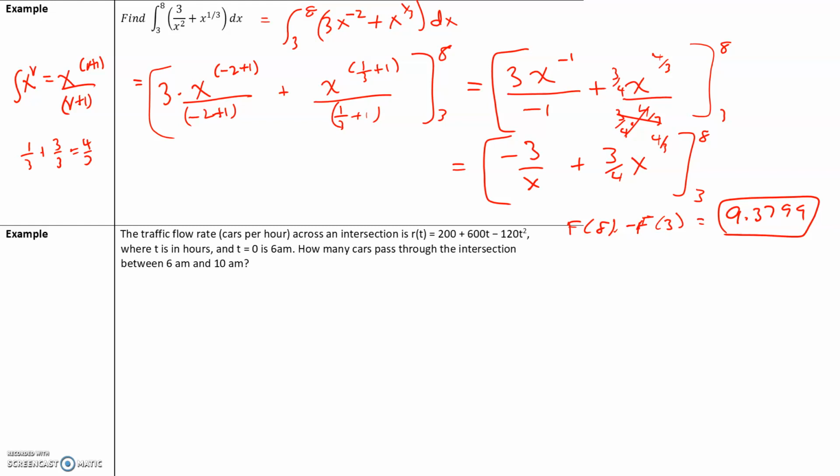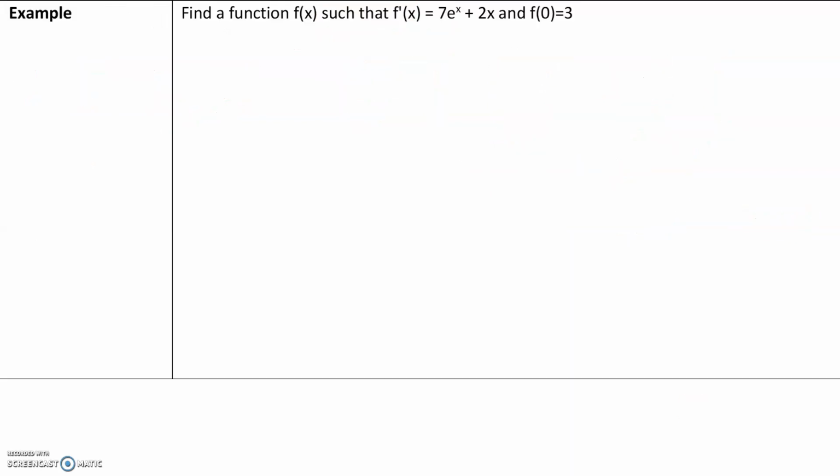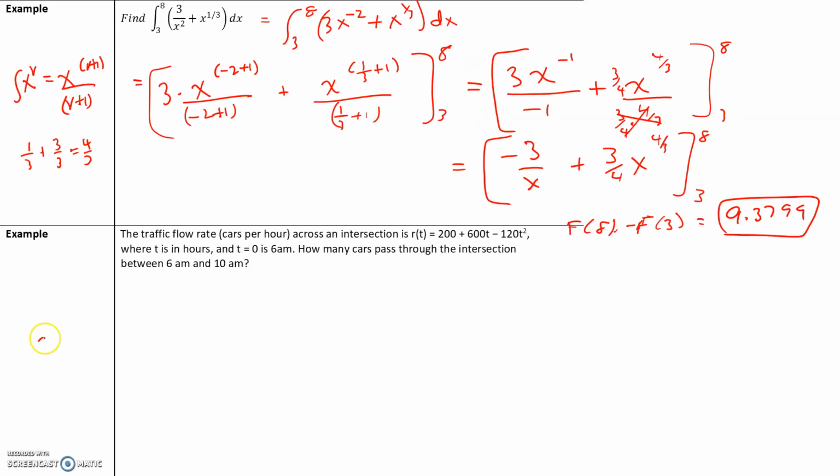Okay, the next example we will work out in class. And the last example we're going to skip. So don't worry about this one. But this example we will do in class.